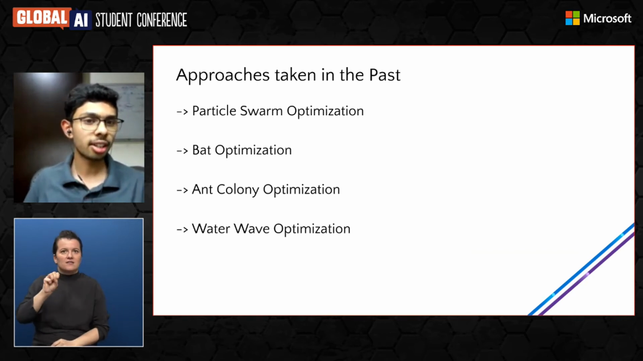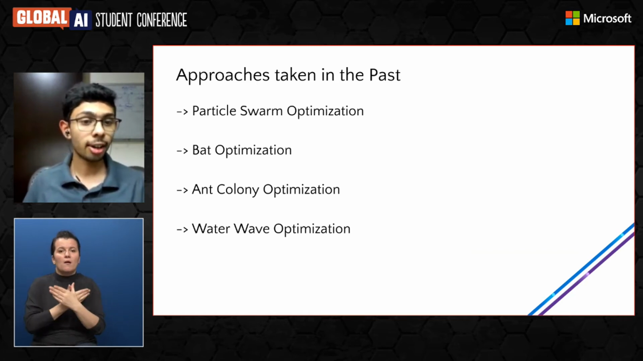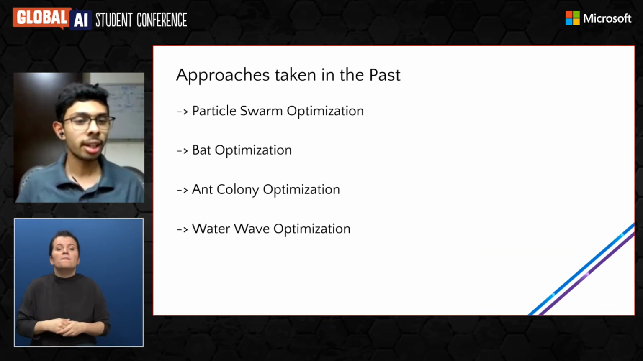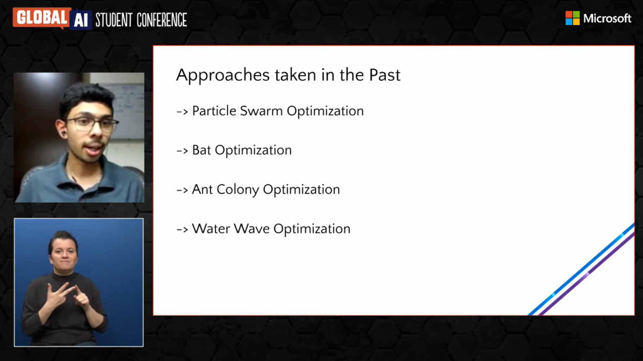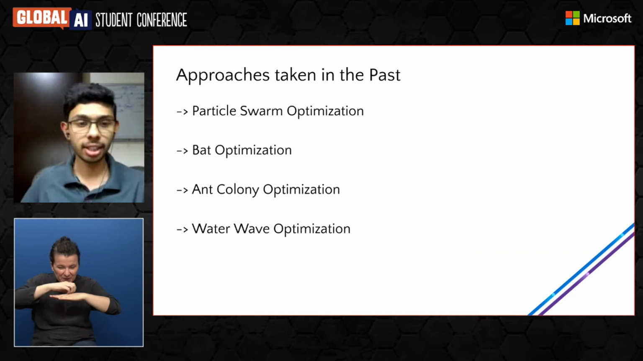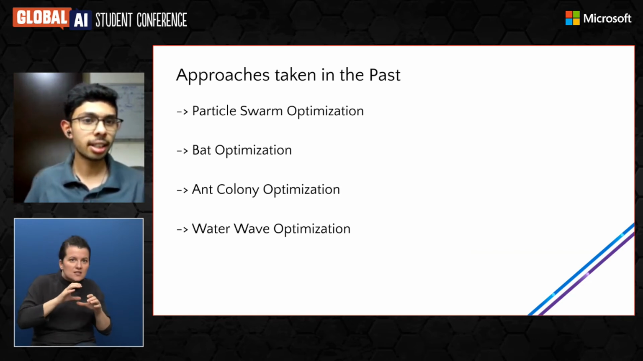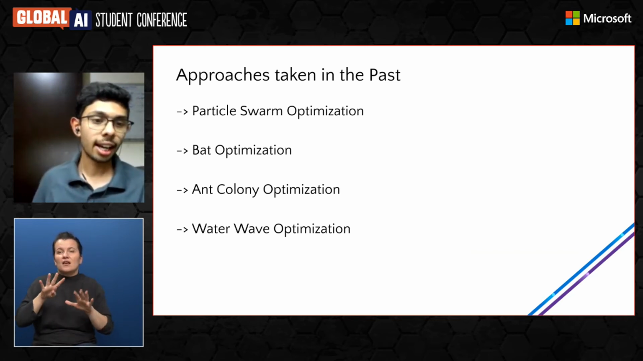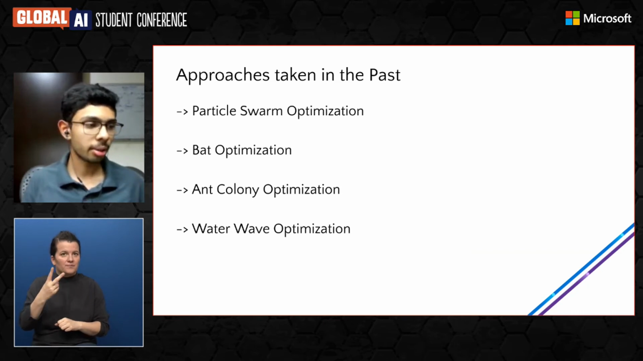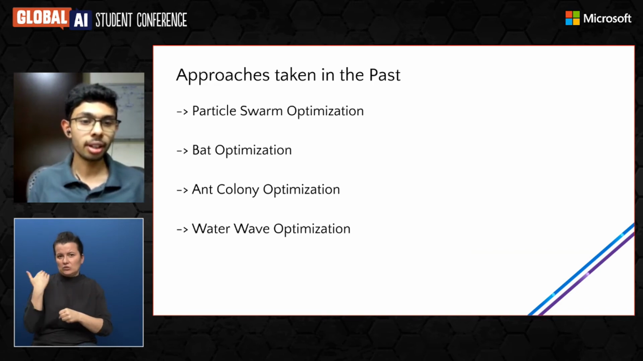Bat optimization is another optimization algorithm inspired from the behavior of bats. There's also ant colony optimization that's inspired from colonies of ants trying to search for food. And then in the end, there's water wave optimization. So I'll be taking up particle swarm optimization and water wave optimization as the two algorithms. Particle swarm optimization was introduced in the 1990s, to be exact, 1995. And water wave optimization is a more recent algorithm. It's less than 10 years old, and I'll just be briefing upon these two.